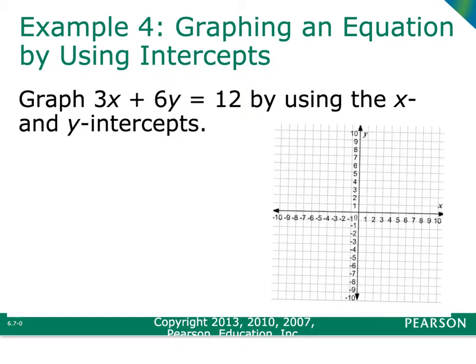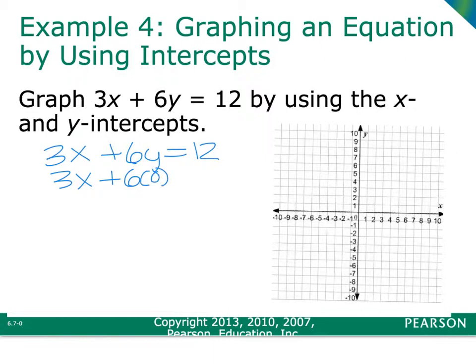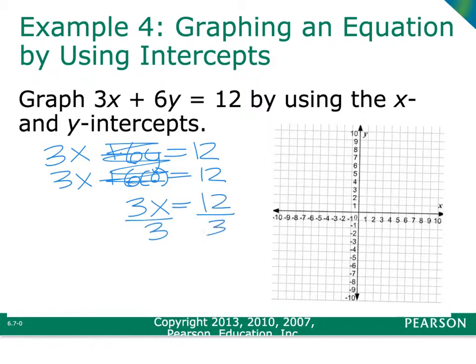So let's say I gave you the following problem. 3x plus 6y equals 12. I want you to find your x-intercept and your y-intercept. So let's start with the x. 3x plus 6y equals 12. In order to find the x-intercept, you need to set the y equal to 0. Okay, well, anything times 0 is 0. So it essentially just cancels out the y term completely, and it leaves you with 3x equals 12. And you can continue to solve for x by dividing both sides by 3, and your x-intercept is 4.